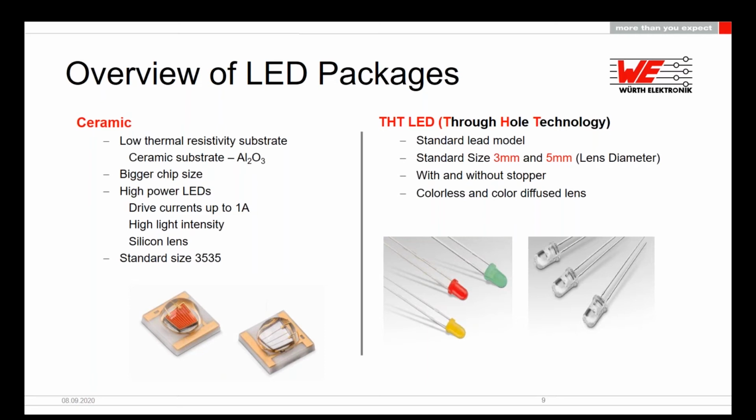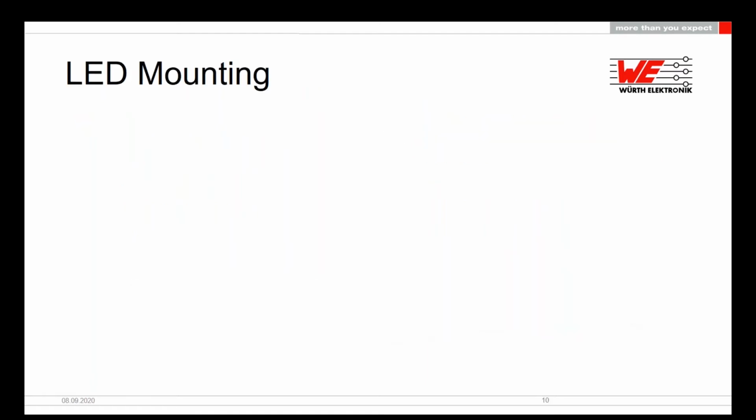The last type of LED we have is the THT LED, through-hole technology. It's very classic, but robust. We offer 3 and 5 millimeter diameters with or without stopper, in transparent or with a color diffuse lens.